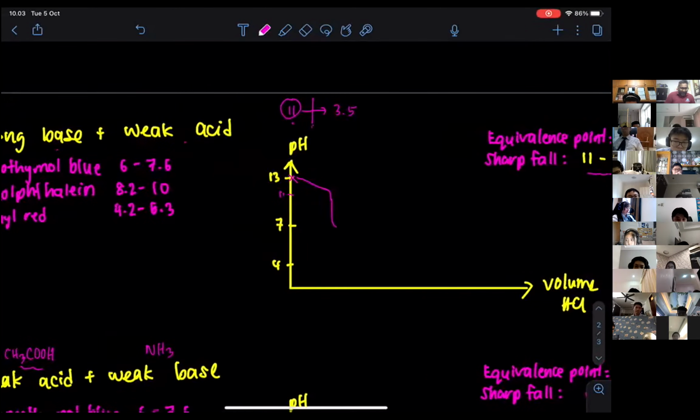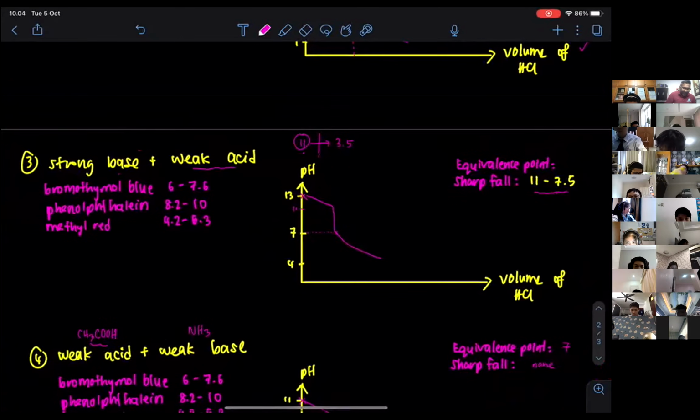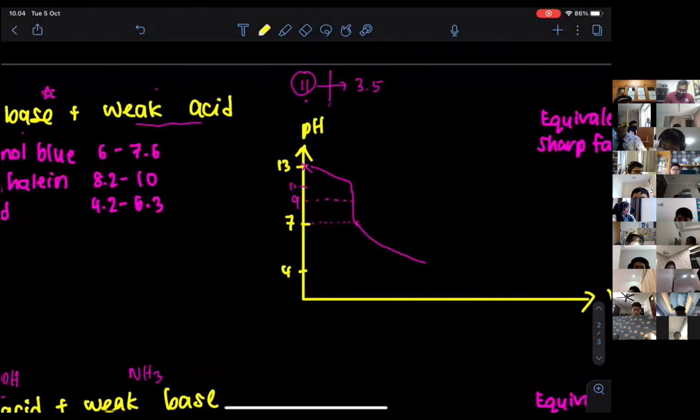And then it's a weak acid. They will not go all the way down to 1. If you keep on adding, they will just come until maybe 4, something like that. Earlier, we know the equivalence point for strong acid and strong base is 7. But now, because strong base and weak acid, strong base wins. So the equivalence point is going to be here, which is going to be at 9.